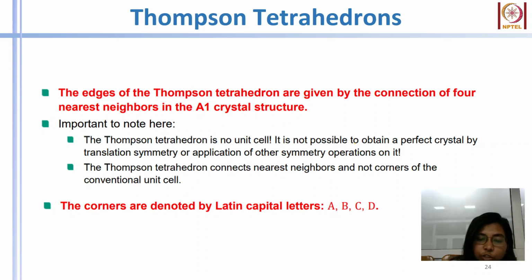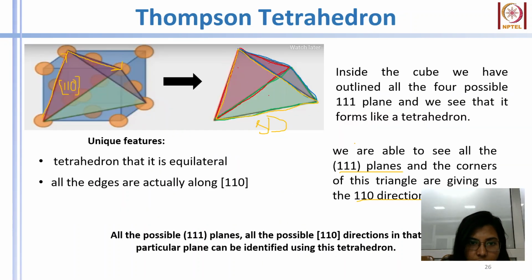That is the definition of a unit cell. What is the definition of a unit cell? If we apply translation, symmetry, and other symmetry operations on the unit cell, we will get the whole lattice, the whole crystal. However, the Thomson's tetrahedra is not a unit cell. It is not possible to obtain the entire lattice by repetition of the Thomson's tetrahedra. And another thing is that the Thomson tetrahedra connects the nearest neighbors and not the corners of the conventional unit cell. So that is about the Thomson's tetrahedra.